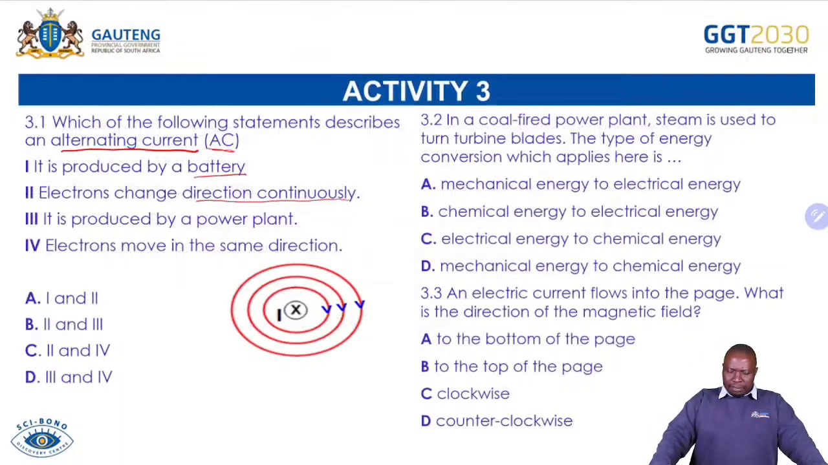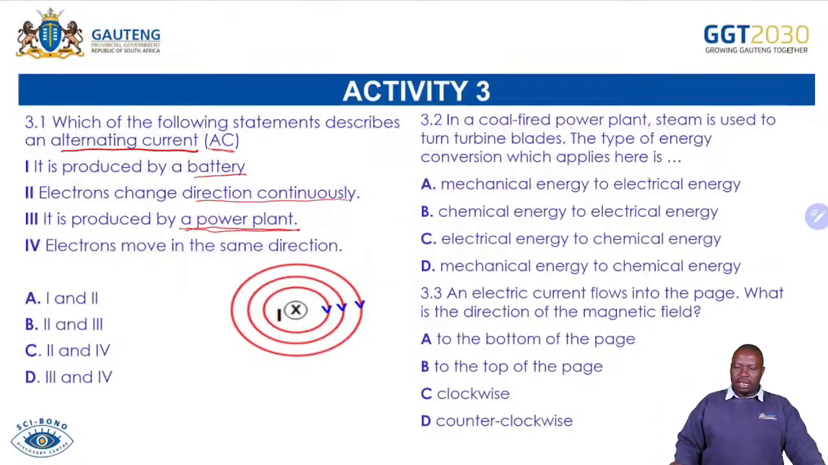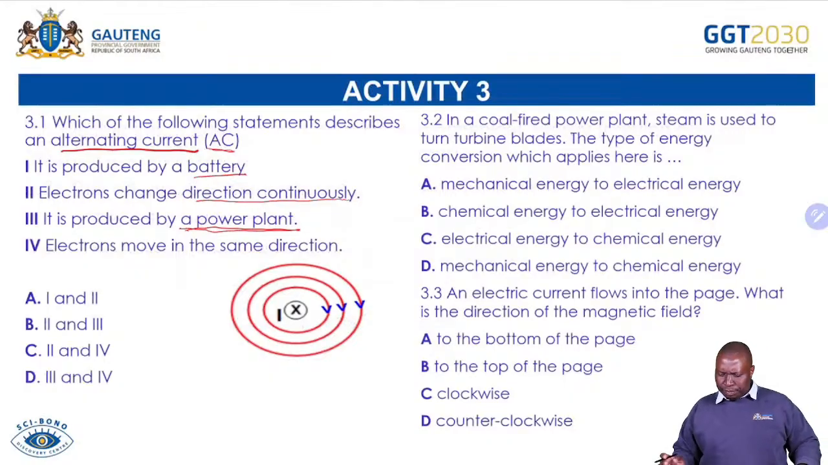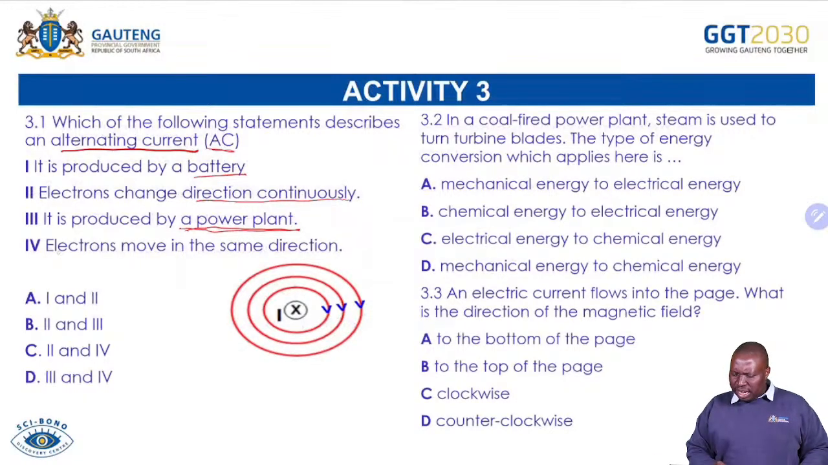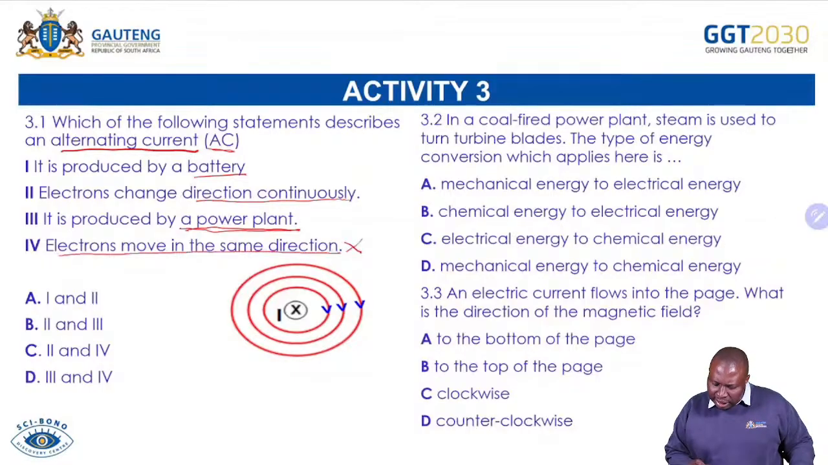Now, it is produced by a power plant. I think we talked about this one to say in South Africa, our power plants are producing AC because the voltage can be changed, can be stepped up and stepped down. And in that way, it becomes easy for transmission. I think you can see Roman numeral 2 and Roman numeral 3 are talking to us. But now, Roman numeral 4 is saying electrons move in the same direction. Same direction is direct current. So this one is obviously a distractor.